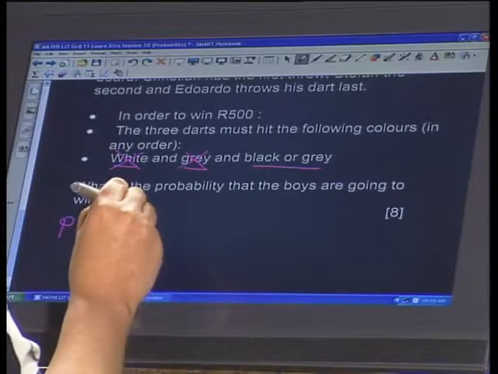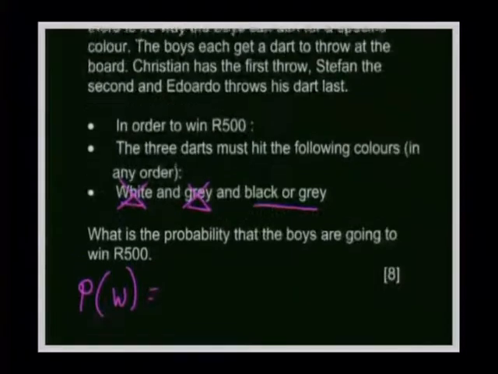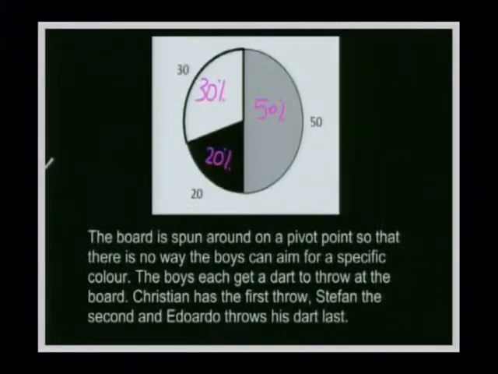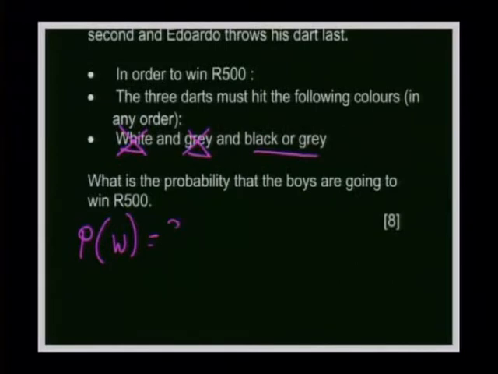So let's work out the probability of us hitting a white. Go back to my dartboard, and my probability of hitting white is 30%. I'm going to actually write it as a fraction because I think it's easier to calculate when we've got it as fractions. So the probability of white is 30 out of a total possible 100 because it's a percentage.